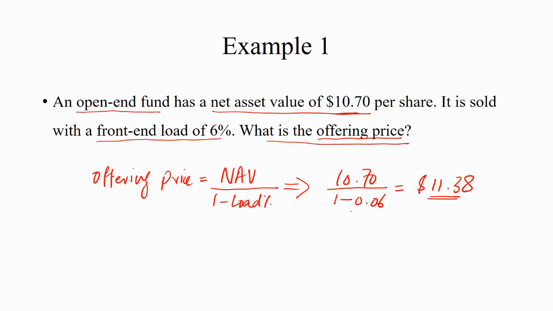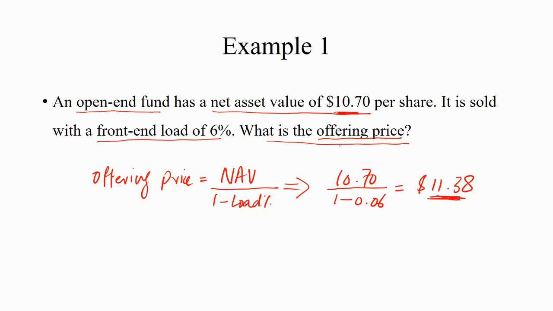Now let's see the logic behind this formula. Why have we divided net asset value over 1 minus load percentage? You see, the offering price should be such that after removing the percentage load from it, we should get back the NAV. So let's go in reverse fashion to see the logic behind this formula.